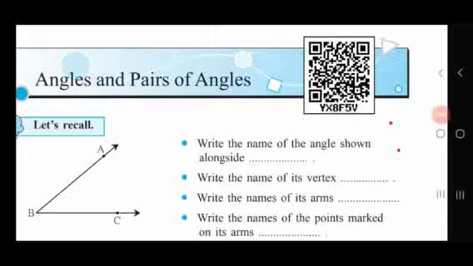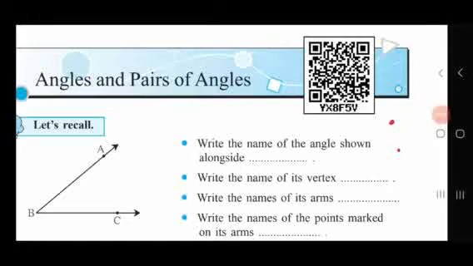As you know, we have started to revise the chapters whatever we have learned. So today we will revise angles and pairs of angles. Before that, first we will see what is meant by angle.